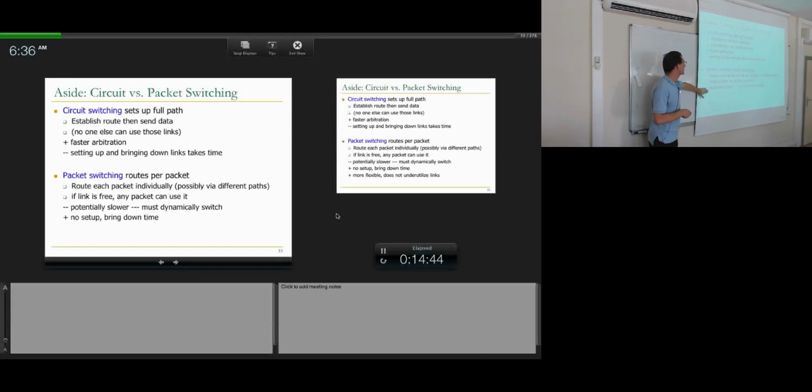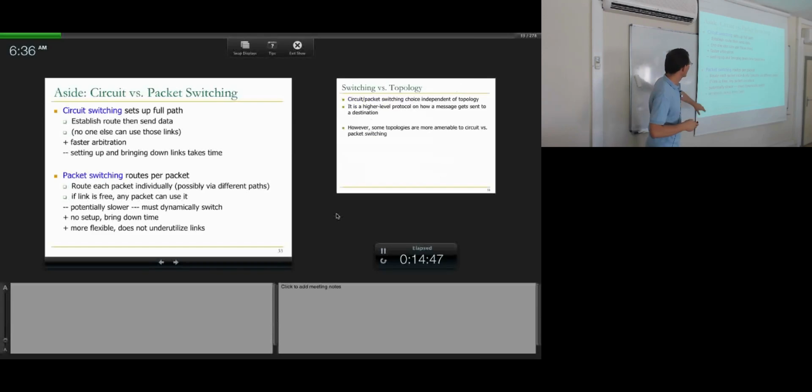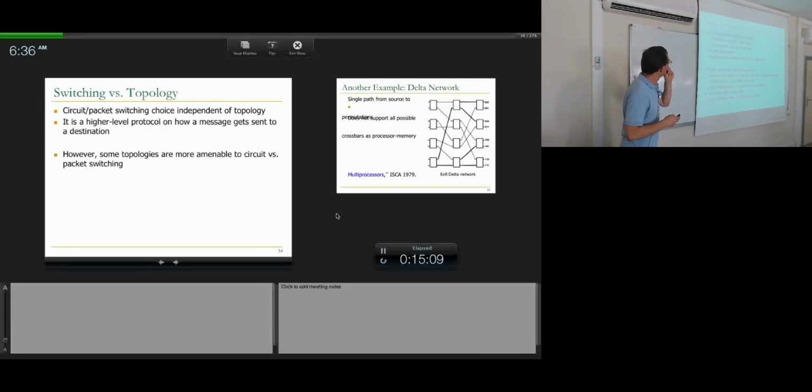Here, packet switching is potentially slower because the router must dynamically switch, but there's no setup and bring down time. But this is more flexible. It doesn't underutilize the links. In circuit switching, when one node is not transferring data through a router, even though it already set up the path, if another node would like to use that router, it cannot, because the path is already reserved for someone else. So the choice of circuit and packet switching is independent of topology. It's actually a higher level protocol on how a message gets delivered to its destination, right? But it still does affect the choices of the router, how you design the router.